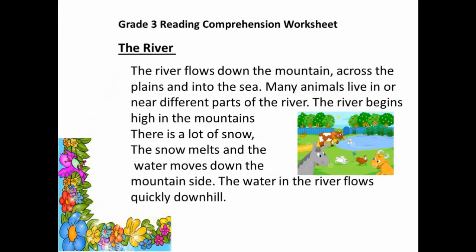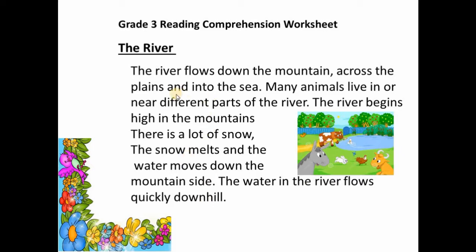Let's start now. Comprehension passage. Today's topic is the river. The river flows down the mountain, across the plains and into the sea. Many animals live in or near different parts of the river. The river begins high in the mountains. There is a lot of snow. The snow melts and the water moves down the mountainside. The water in the river flows quickly downhill.